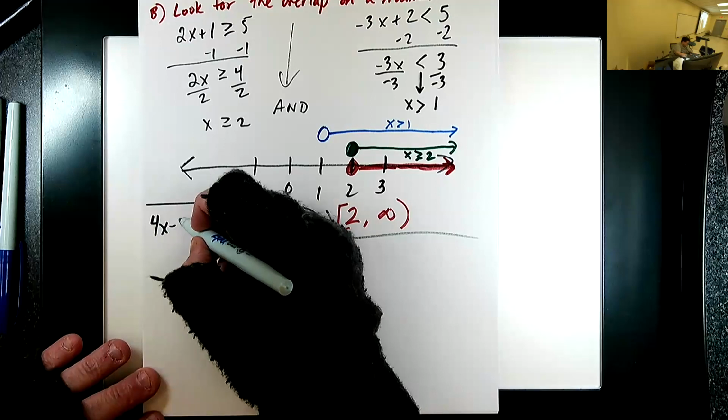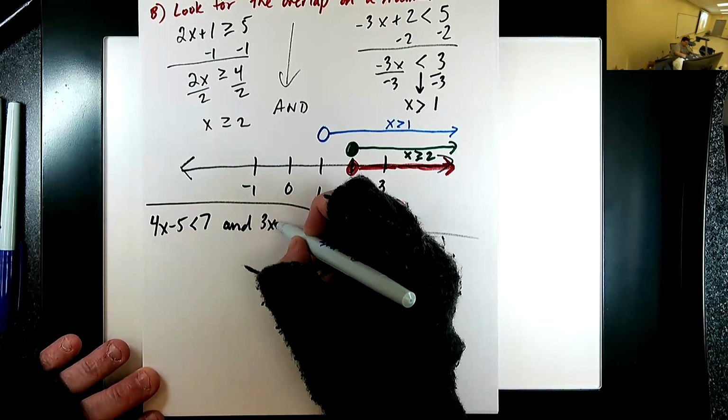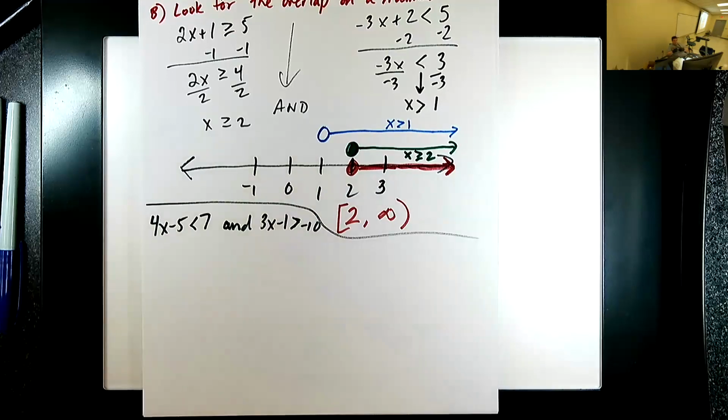4x minus 5 is less than 7, and 3x minus 1 is greater than negative 10. And we'll pause the recording while you're working on that.